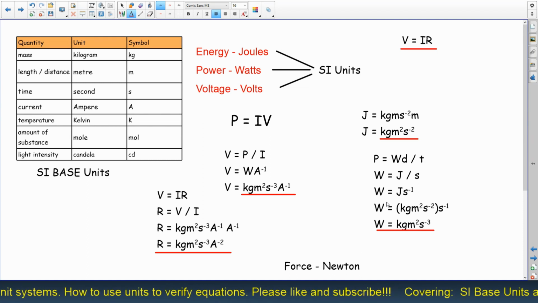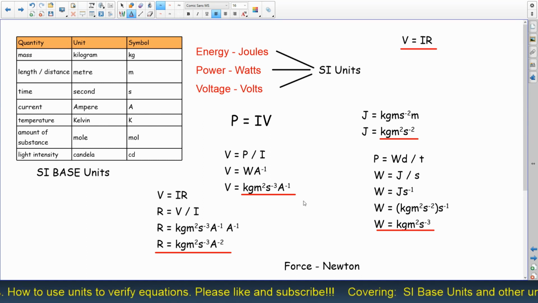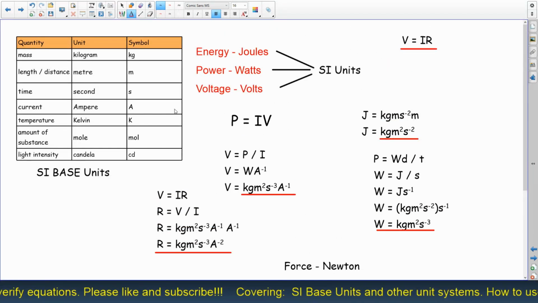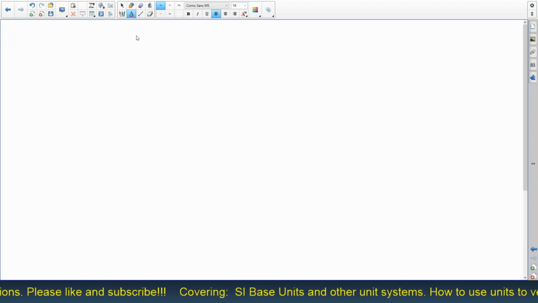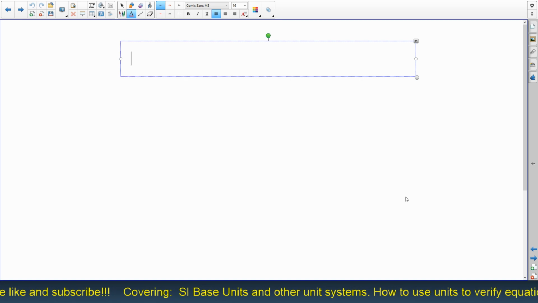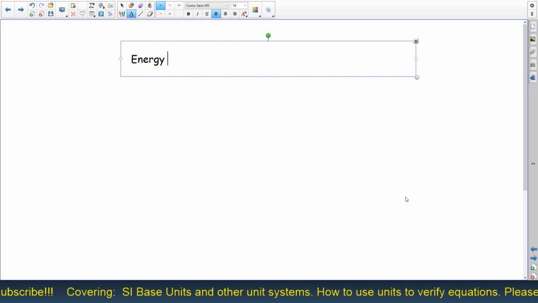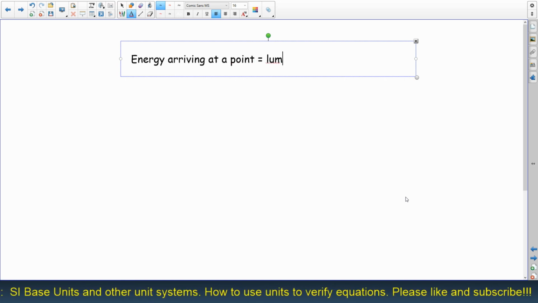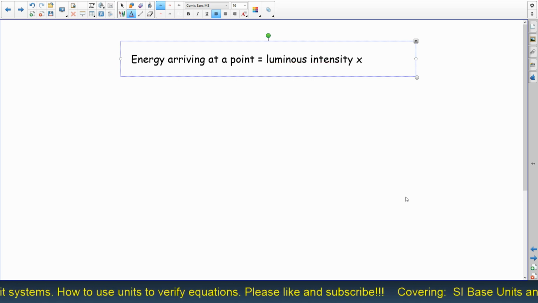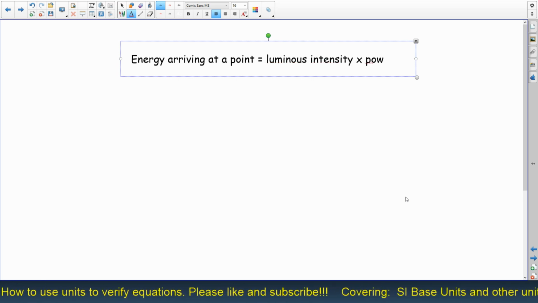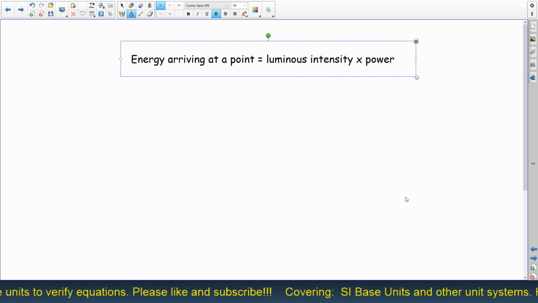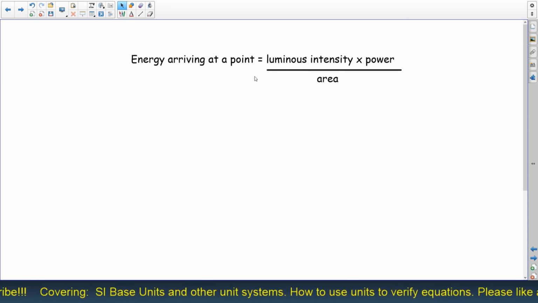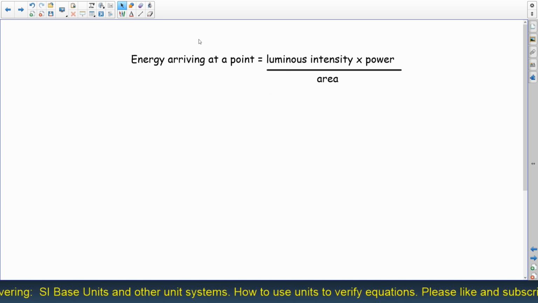Okay, so moving on. What do we want to do next? Now, what we want to do next is we want to use this idea to see if an equation actually functions. Now, this is a really useful little tool. Let's say, for example, I want to suggest that the energy arriving at a point was equal to the luminous intensity multiplied by the power divided by the area. Okay, so I've got some form of system that's absorbing energy, and I think they might be related in some respect to this equation.